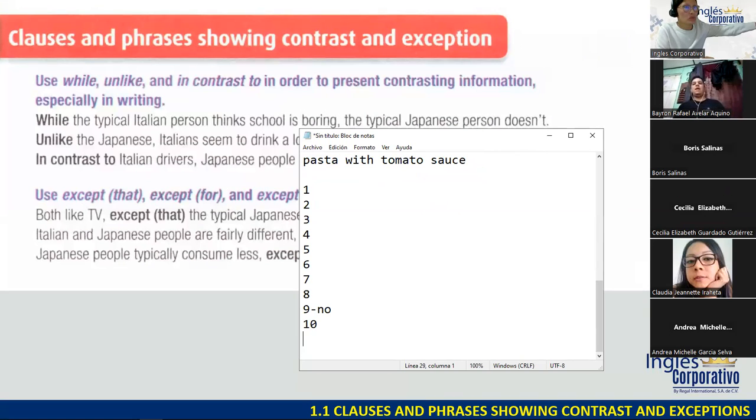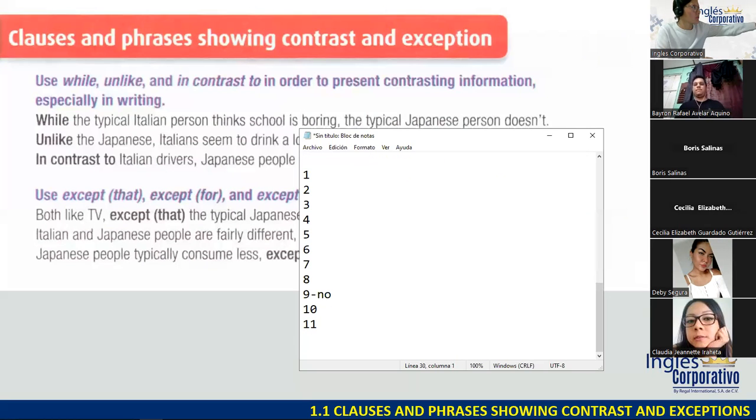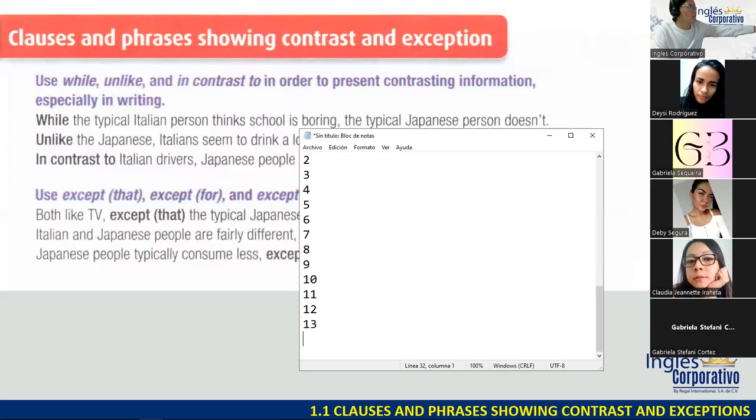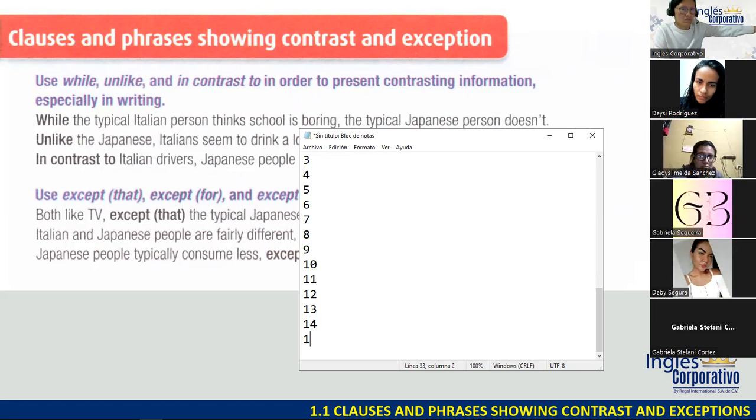Debbie Natalia Segura Ramos. Good evening. Thank you. Daisy Carolina Rodríguez Mejía. Good evening, teacher. Good evening, Daisy. Thank you. Number 12. Dice César Alexander es número 9. Gabriela Lauri Sequeira Bernal. Present. Gracias, thank you, Gaby. Gabriela Stephanie Cortés de Martínez. I'm here, teacher. Thank you so much. Gladys Imelda Sánchez Castro. I'm here, teacher. Thank you. Jenny Elizabeth Santillana Cortés.